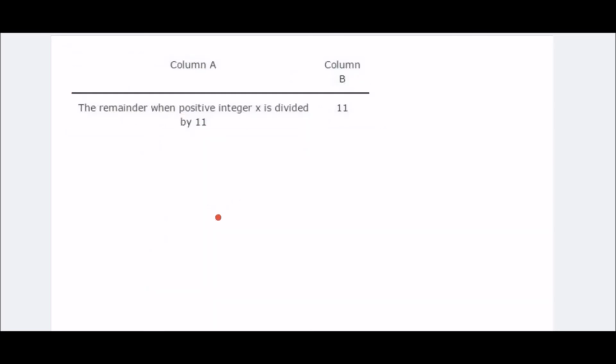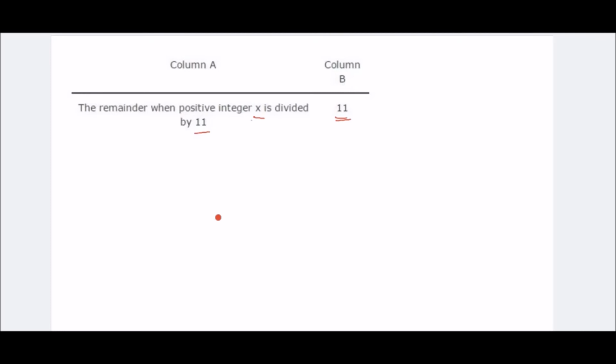Here is our next question. The column A is given. We have to find out the remainder when positive integer x is divided by 11. And for column B, 11 is given. So see here, this question we can solve just by seeing it, without using a pen also. But I will tell you how to analyze that situation.